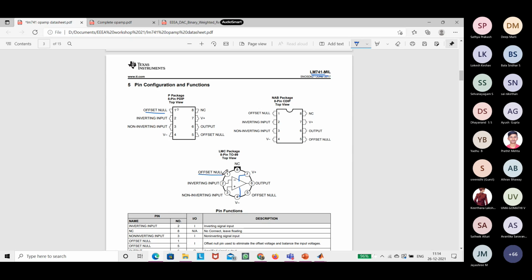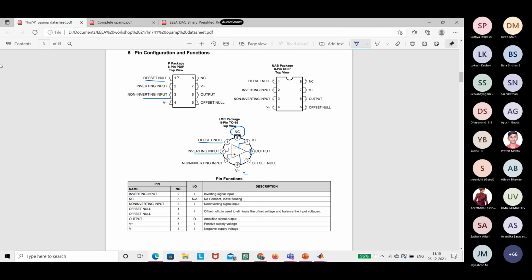Offset null, leave it for this time, because it is used to manage the output. Then we have the inverting input at the second terminal, the non-inverting at the third, and this is the V minus, that is the V saturation which is being used. Then the output at the sixth terminal, and then NC is the no connect. So basically there is no connection made to the IC over here.